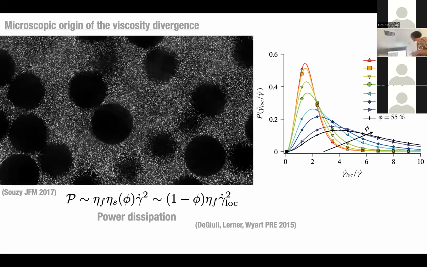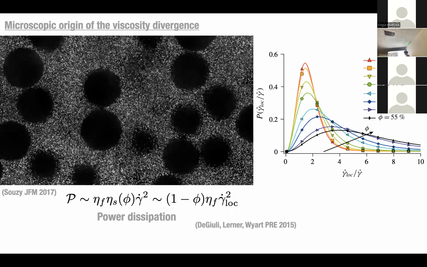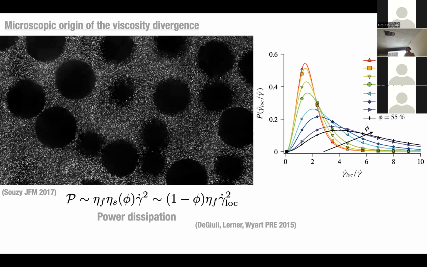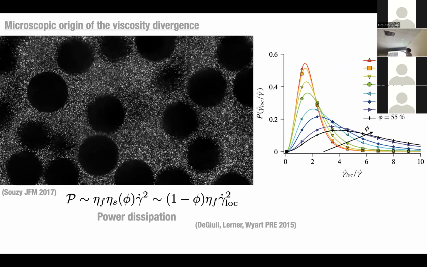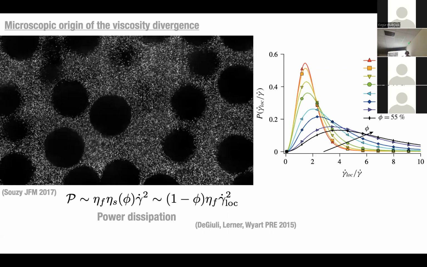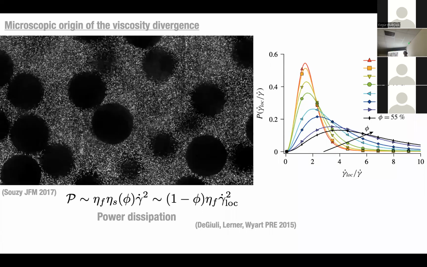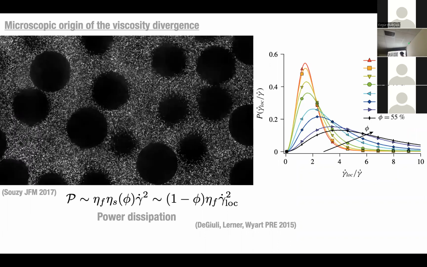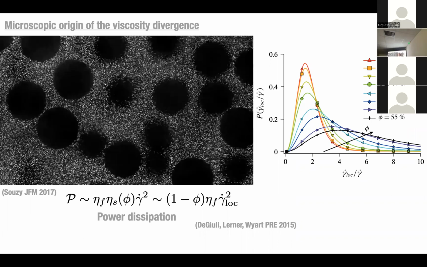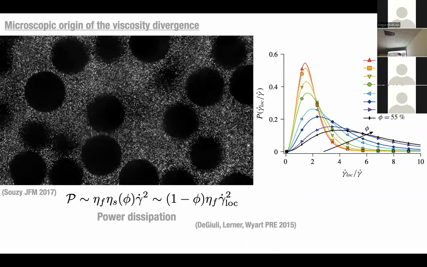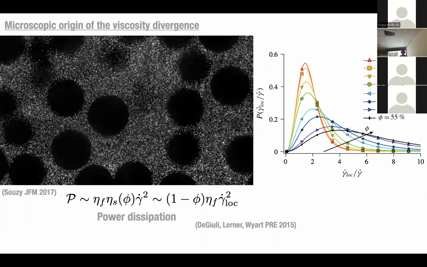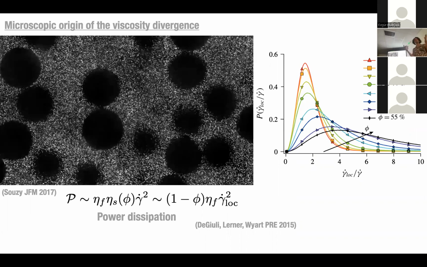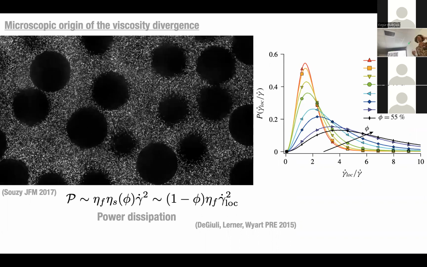And so there was this nice idea put forth by De Giuli, Werner, and Wyart in 2015, where we can compute the power dissipated by the system. And you can compute it in two ways. Either you consider the suspension as a whole, and so the power is the suspension viscosity, eta_S of phi, times the macroscopic shear squared. But you can also say that, in fine, the dissipation occurs in the fluid phase.